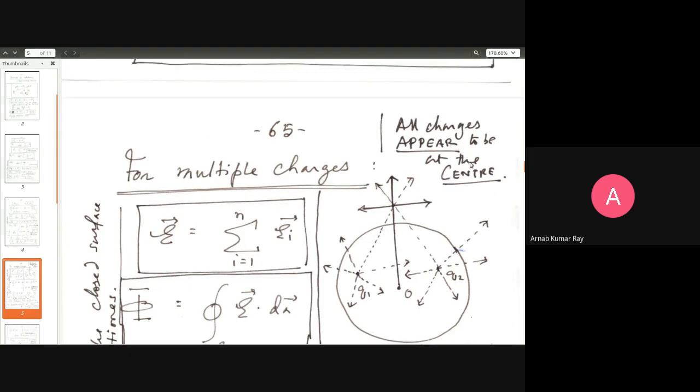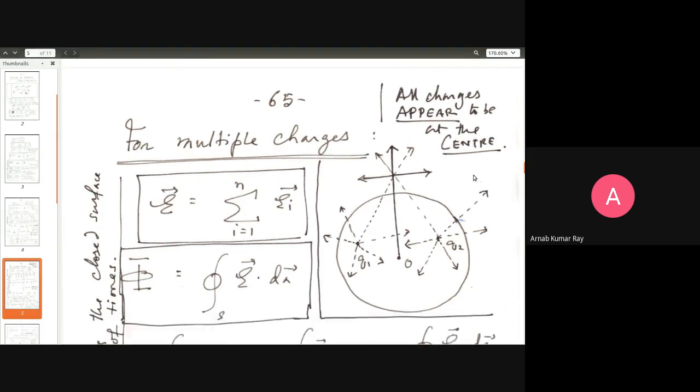All charges appear to be at the center. This is the same principle that applies for gravity also. I believe you are aware of the fact that in the case of gravity, suppose this is the surface of the Earth, a spherical surface. You are standing somewhere on the surface of the Earth.